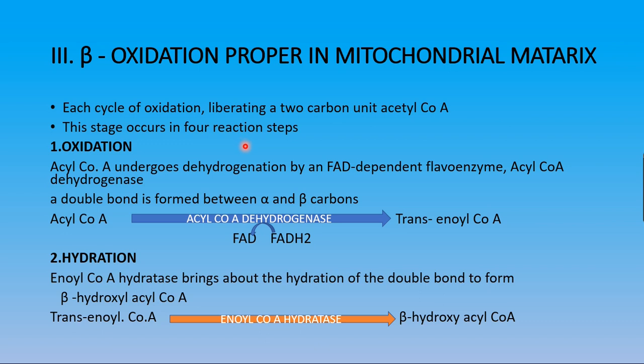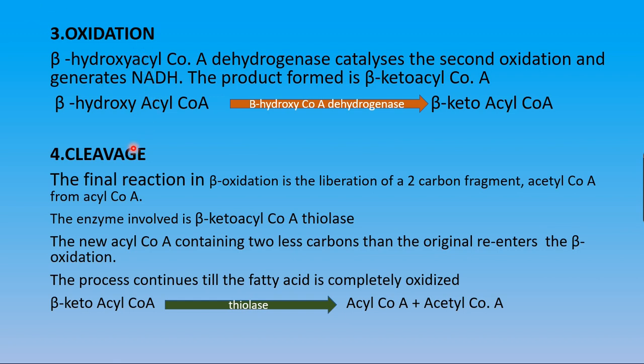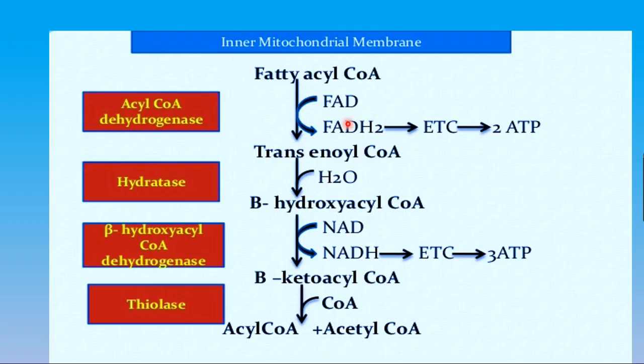One is the oxidation, then the second one is the hydration, then you are going to have again the oxidation, and then cleavage. So these are the four steps or stages that occur in the beta oxidation of fatty acids inside the mitochondrial matrix. So let's see what is happening in the inner mitochondrial membrane. If you see the first step, that means the fatty acyl CoA was transported into the inner mitochondrial membrane. Now each cycle of beta oxidation liberates a 2-carbon unit called acetyl CoA.